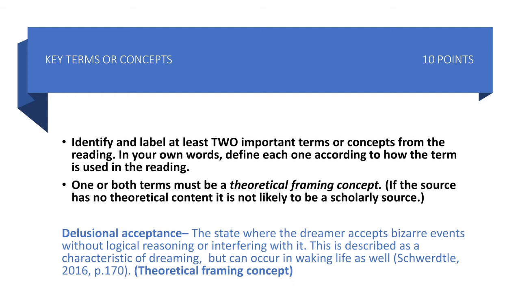Here's an example from our student's paper. Notice she's named the term delusional acceptance, defined it, included an APA citation, and labeled it theoretical framing concept. Make it a habit to highlight the theoretical framing concepts you come across as you read your articles. And notice how the scholars use them to provide context for their arguments, because that is exactly what you will need to do in your research paper.